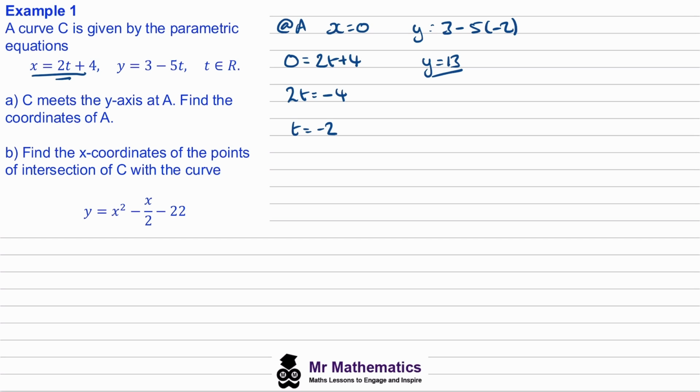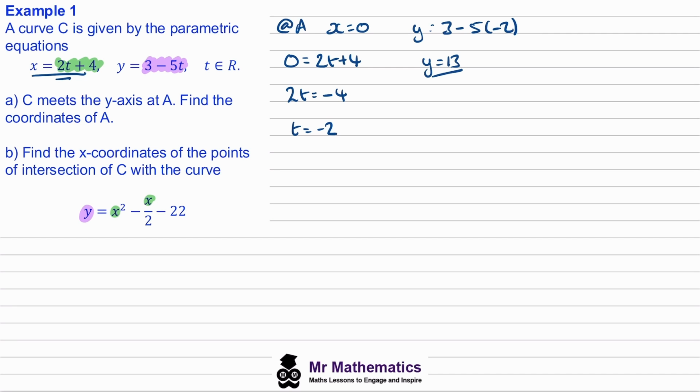For part B, we need to find the x-coordinates of the points of intersection of the parametric curve with this Cartesian curve. So the way we'll go about this is we'll create an equation involving t. We'll find that t value and then substitute it back into the x and the y. When the two curves intersect, this y is the same as this one, and this x is the same as this one. So all we need to do is to substitute y and x into the equation.